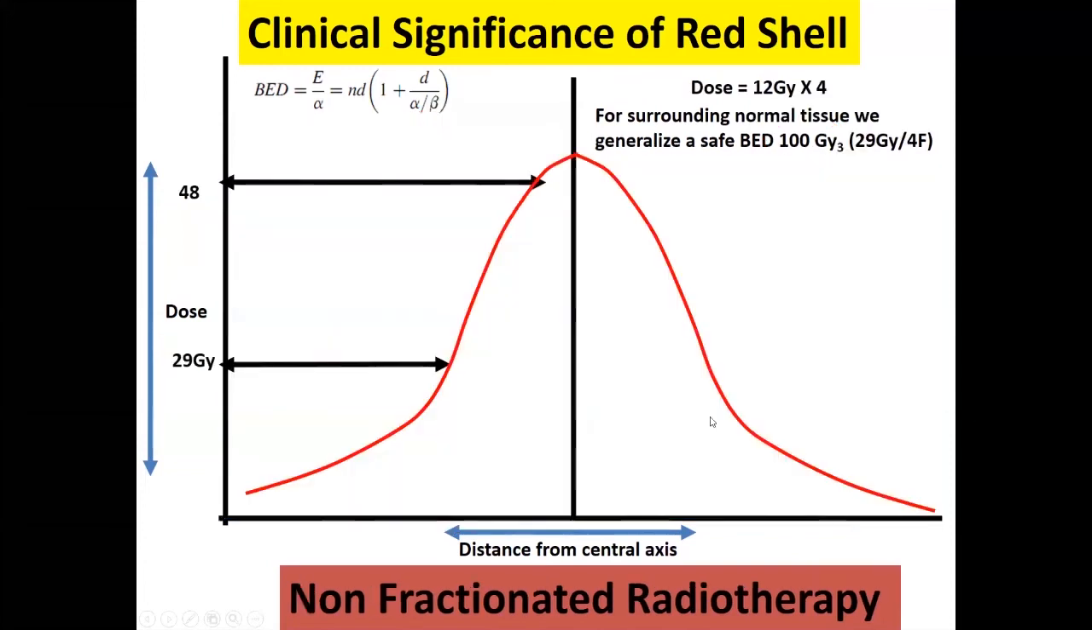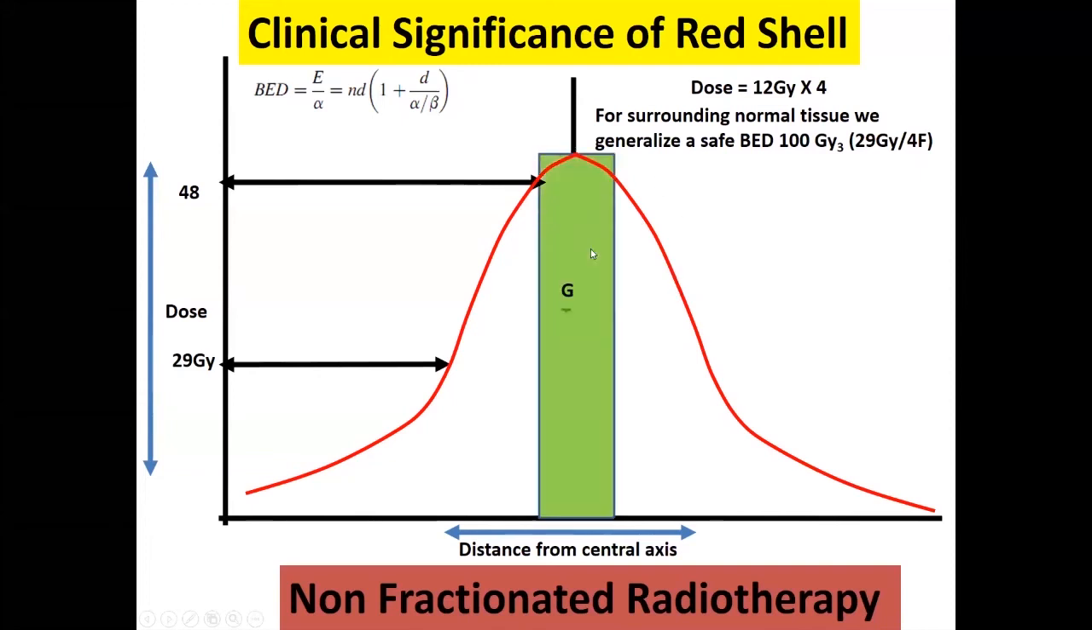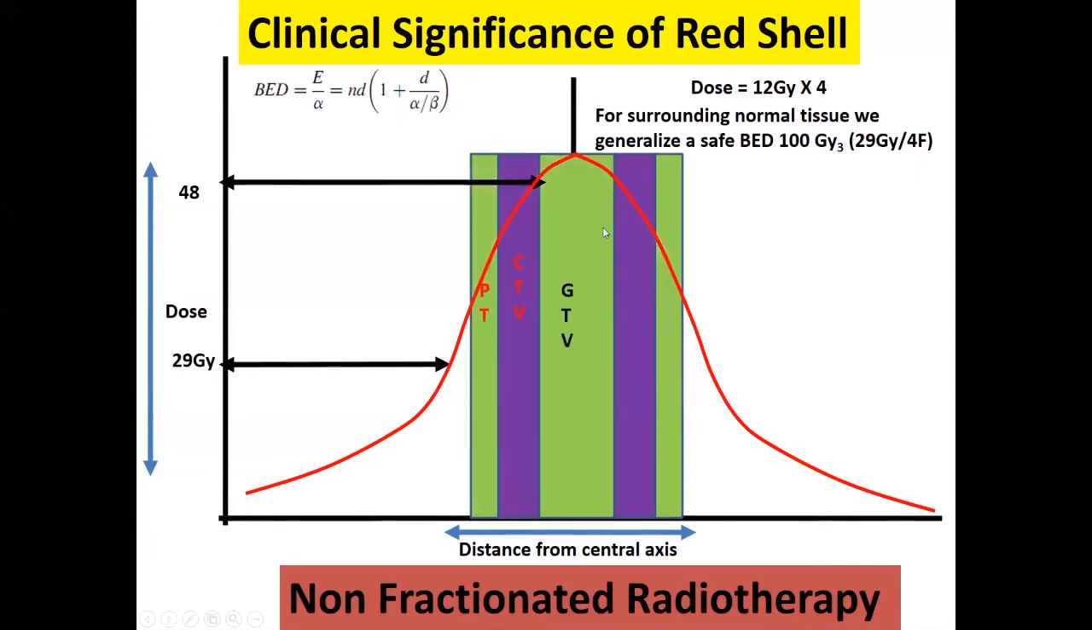Now, what happens in non-fractionated radiotherapy? Now, I have taken a typical example of 12 gray 4 times. Now, here also for surrounding normal tissue, safe BED will be same, that is 100 gray for late effect. Now, this time it will be achieved in 29 gray in 4 fractions. This is the cross section of the dose distribution. So again, if you see in center, we have GTV, then we have CTV, and then we have PTV, and you can appreciate that across PTV, there is a sharp dose gradient resulting into inhomogeneous dose distribution.